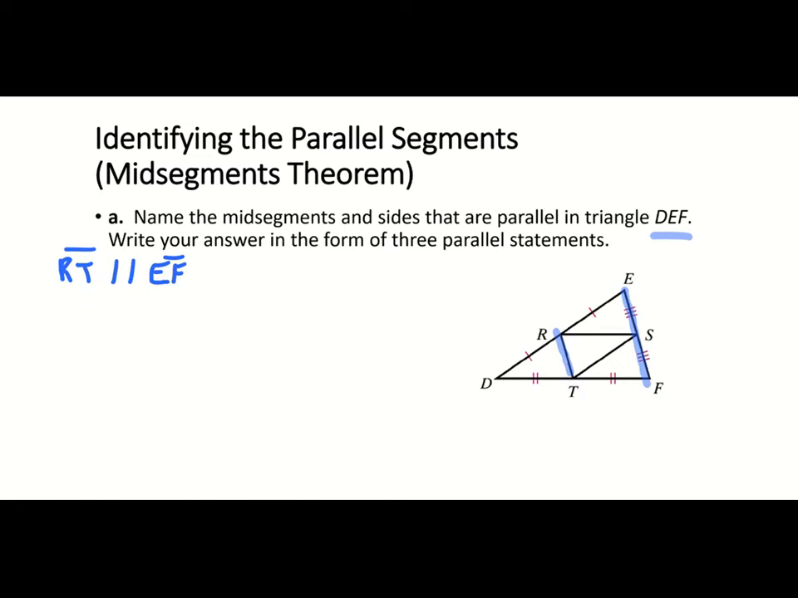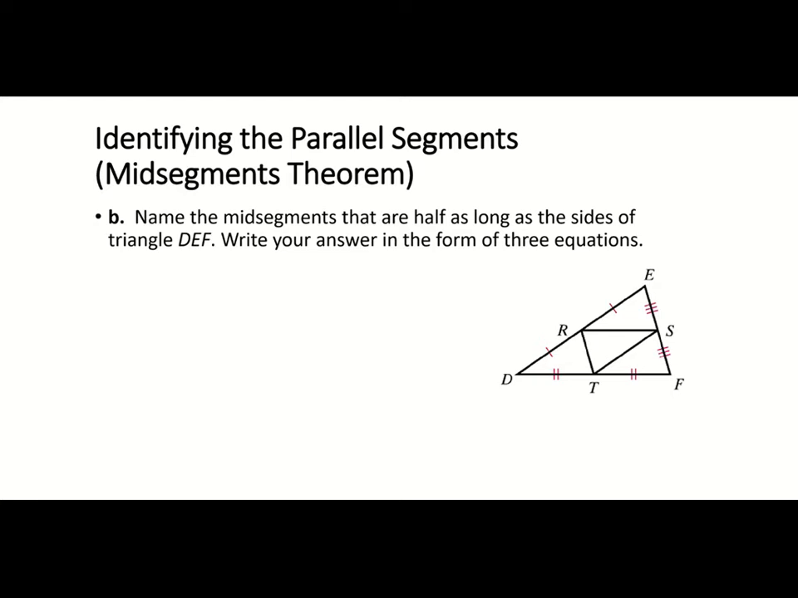Okay, next let's focus on side ED or DE, either way. What segment is parallel to that? So we have segment ED is parallel to, hopefully you identified it as, segment ST. All right, and then we have our final one, and this is DF. It is going to be parallel to RS. So that means segment RS is parallel to segment DF.